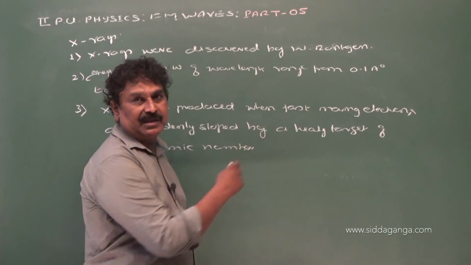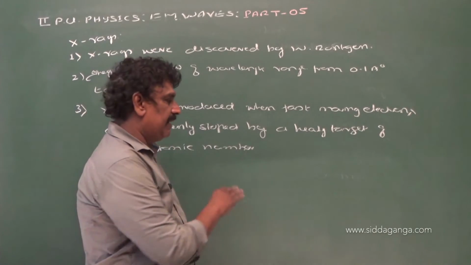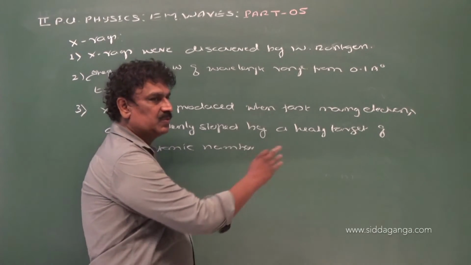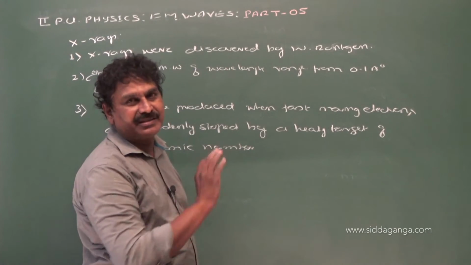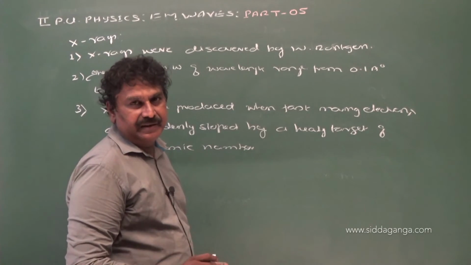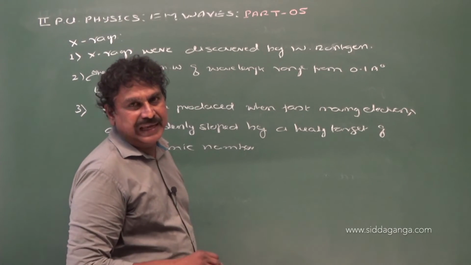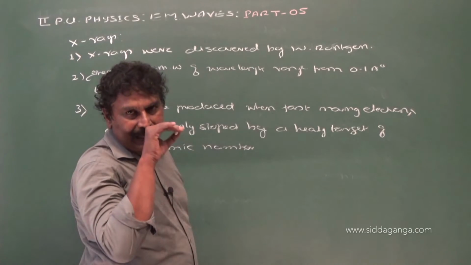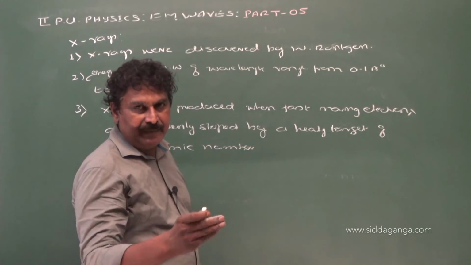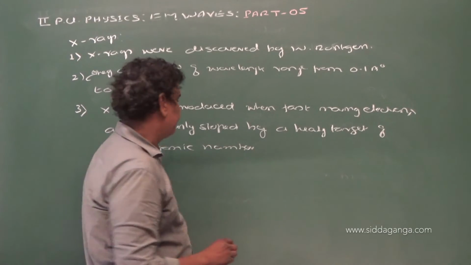It is the converse of photoelectric effect. When electromagnetic radiations of suitable frequency are incident on a metal surface, photoelectrons are emitted. When fast moving electrons are suddenly stopped by a metal target, the metal target emits X-rays.